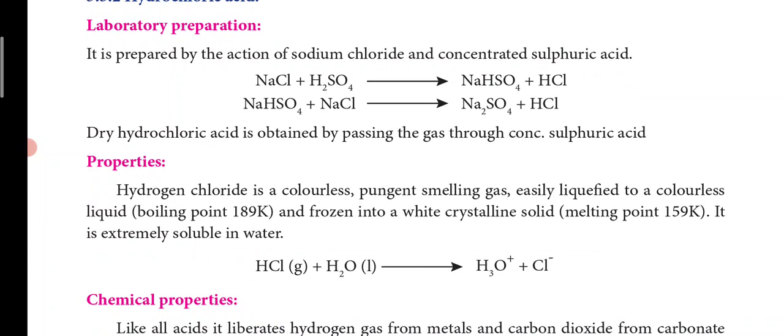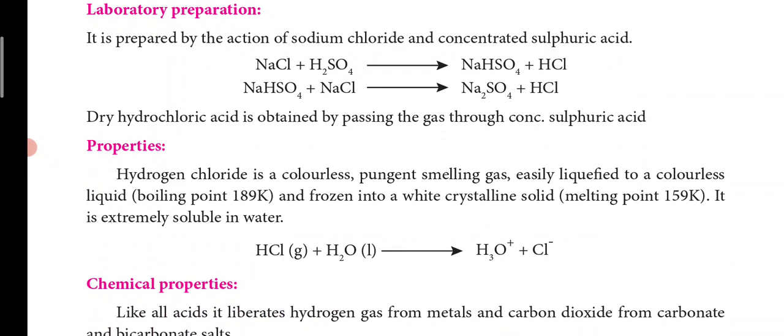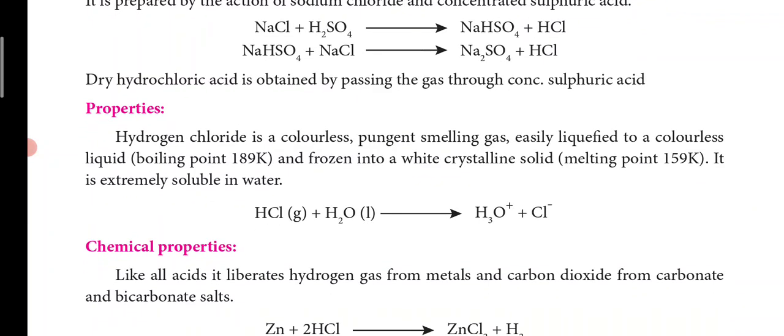It is prepared by treating sodium chloride with sulfuric acid to give sodium bisulfate and hydrochloric acid. You can also use that same sodium bisulfate and react it with sodium chloride to give sodium sulfate and hydrochloric acid. Dry hydrochloric acid is obtained by passing the gas through concentrated sulfuric acid. What is dry hydrochloric acid? Removing the water molecules or moisture present inside the hydrogen chloride gas, we call it dry hydrochloric acid.